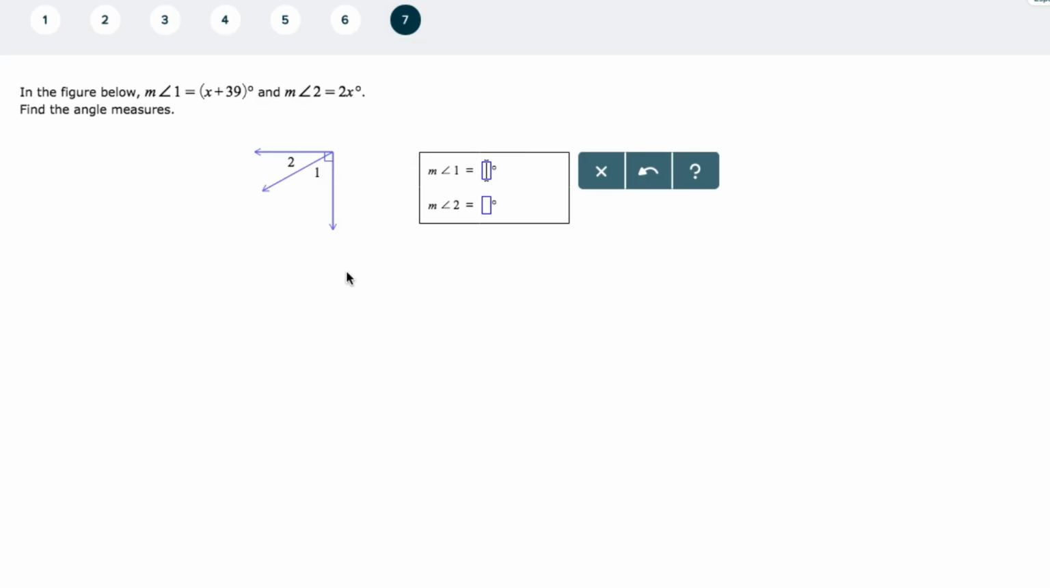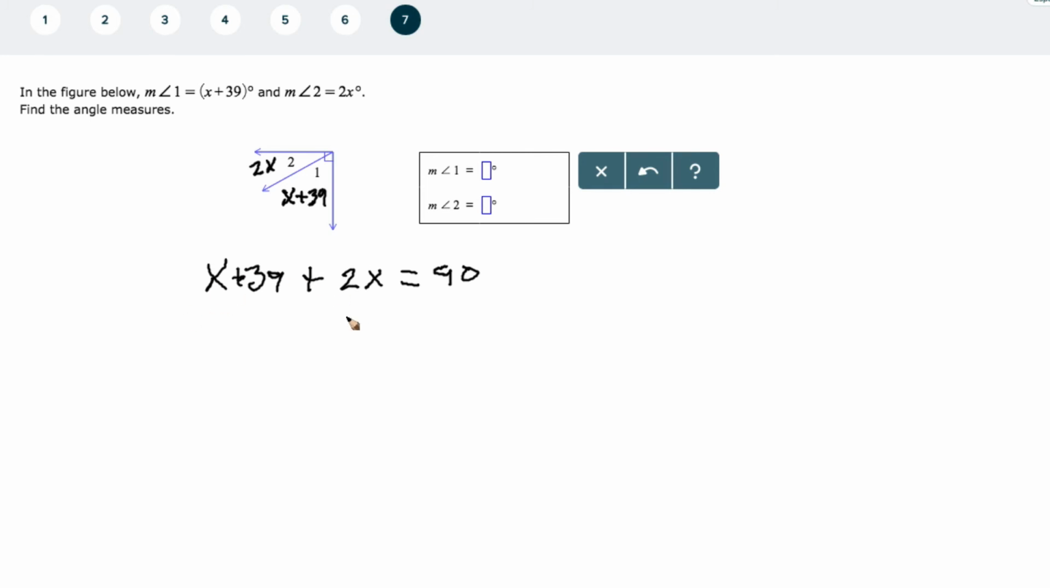Number 7. In the figure below, measure of angle 1, right here, equals x plus 39. And the measure of angle 2 is 2x. And we see with this box right here that it has to equal 90 degrees. So x plus 39 plus 2x has to equal 90 degrees. I'm just taking measure of angle 1, which is x plus 39, adding it to angle 2, which is 2x. When we add those together, we get 90 degrees.